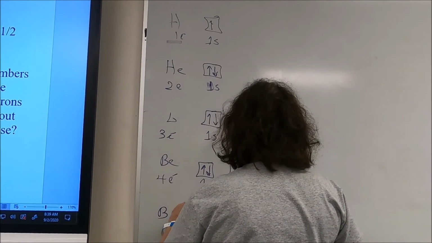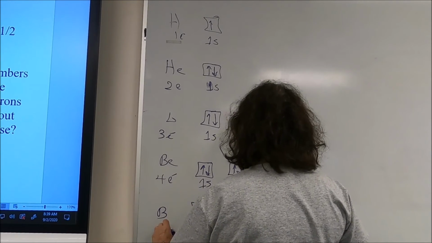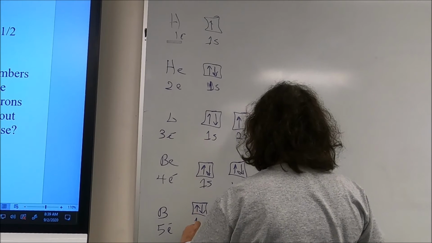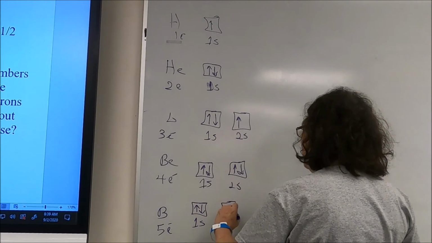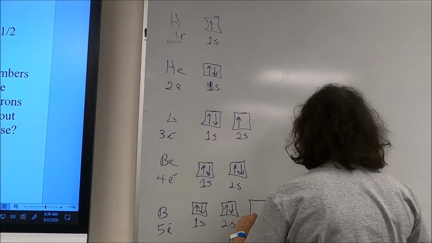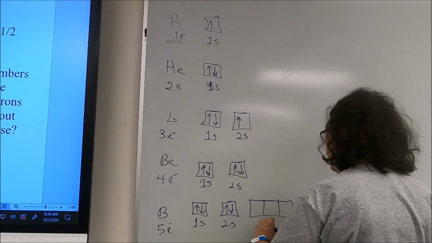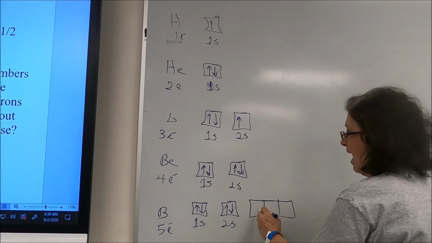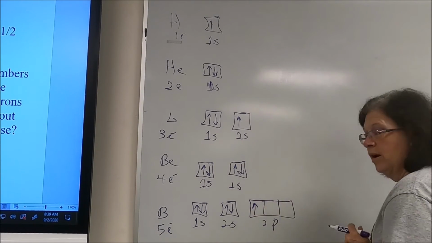Next is boron. Okay, it's got 5 electrons. 1, 2, fills the 1s. Next in energy is 2s. Next in energy is 2p. 2p has 3 orbitals. That last electron can go into any one of the boxes.